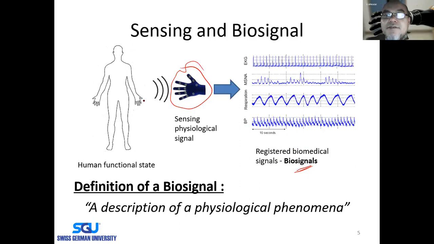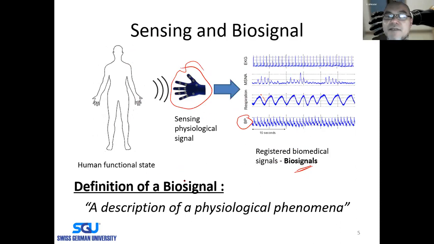So here, for example, we can have BP, which is blood pressure, and then respiration, during inhalation and exhalation. MSNA, I'm not sure, EKG is electrocardiography. MSNA, I think this is related to muscle.